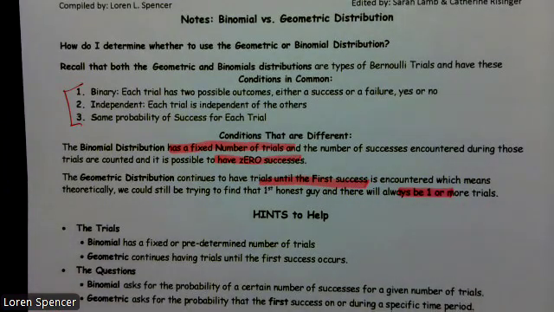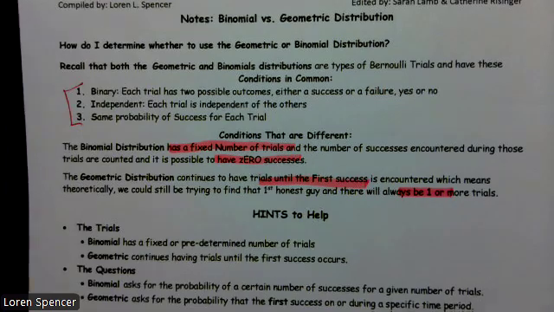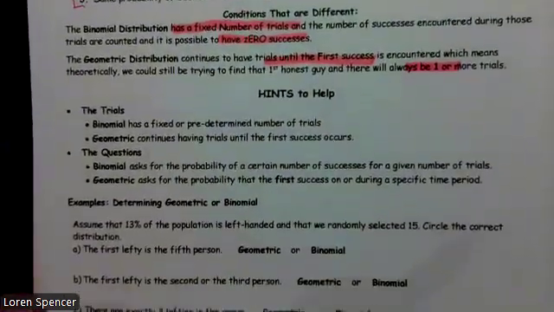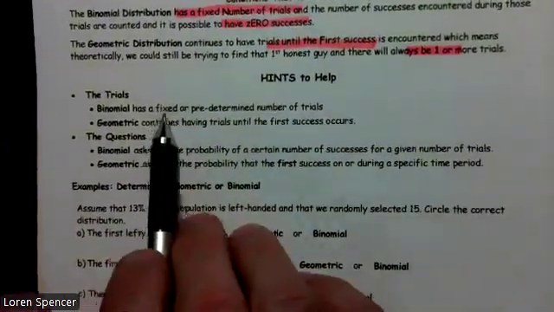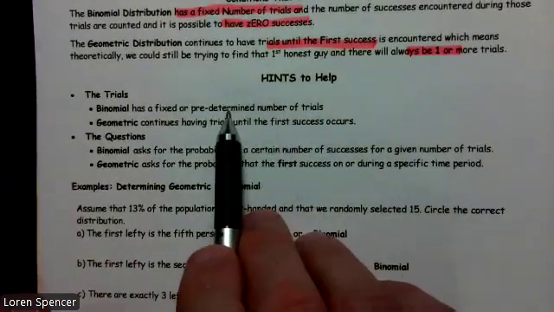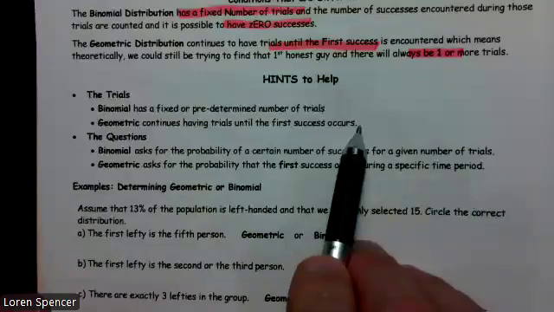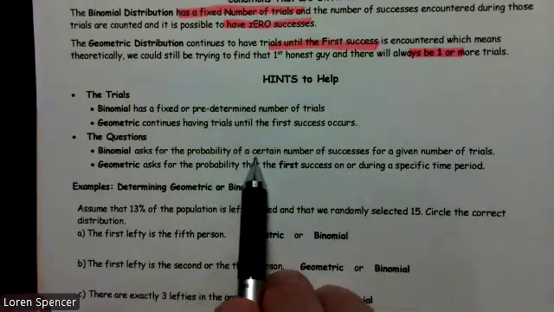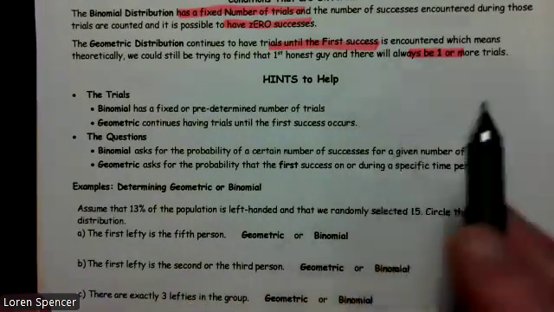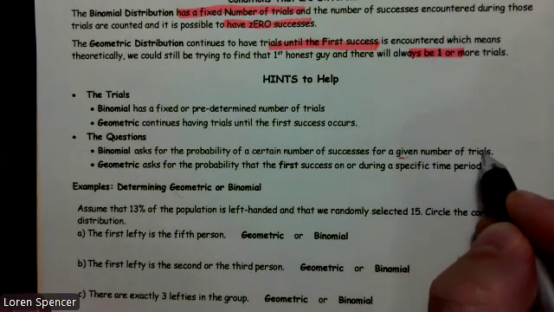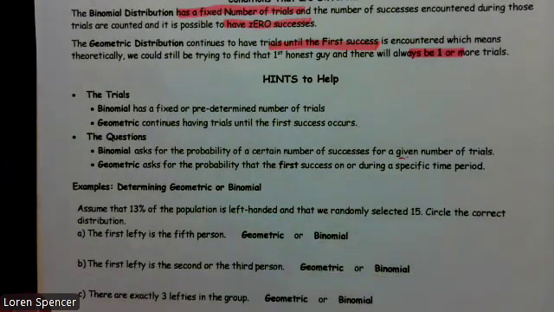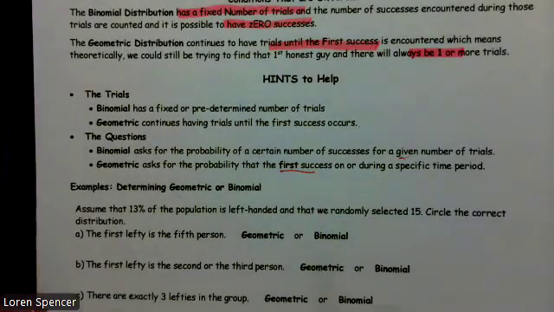So the binomial has a fixed or predetermined number of trials, or fixed group size. Geometric continues until we have the first success. Binomial asks for the probability of a certain number of successes for a given number of trials or a given group size. Geometric asks for the probability the first success occurs within a specific time period.